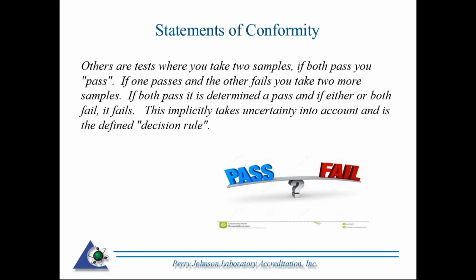And last but not least, this may incur various types of testing where, for example, you take two samples. If both pass, it's considered a pass. If one passes and the other fails, you take two or more samples. If both pass, it is determined a pass. And if either or both fail, it fails. This implicitly takes uncertainty into account and is the defined, excuse me, decision rule.